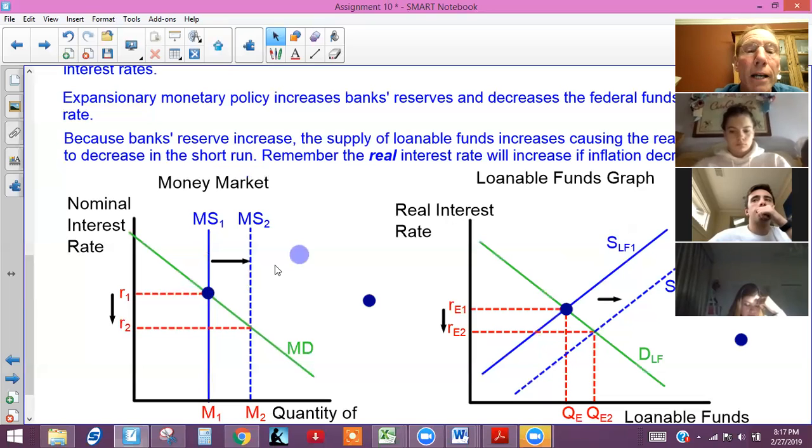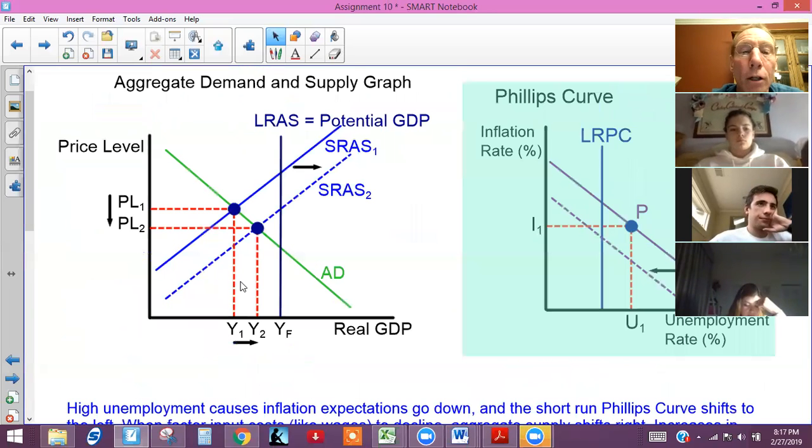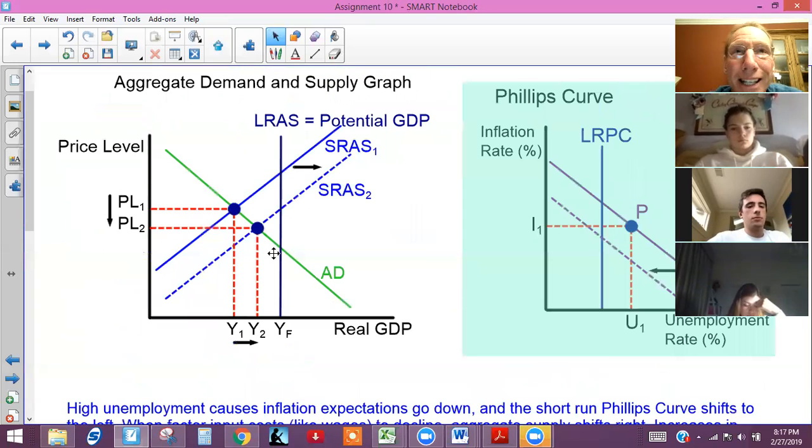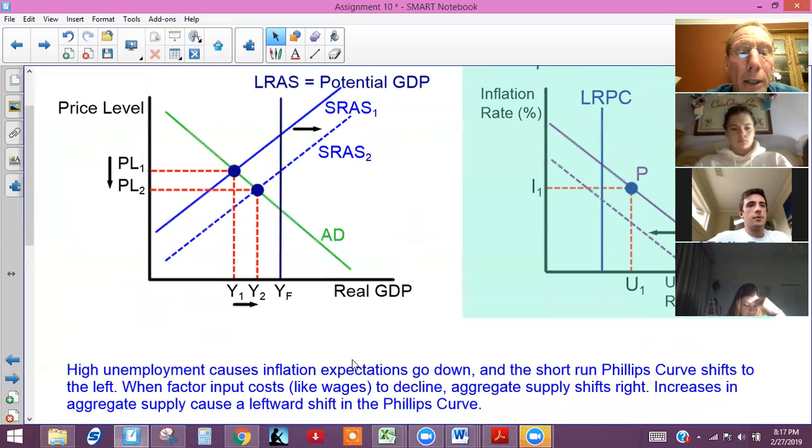Expansionary, when they buy bonds, which shifts the money supply to the right, they're trying to shift the aggregate demand to the right, raise real GDP, okay? And help the economy come out of a recession, okay? And you know that. This is just a review. I know you know that.